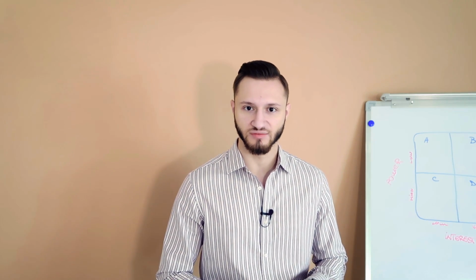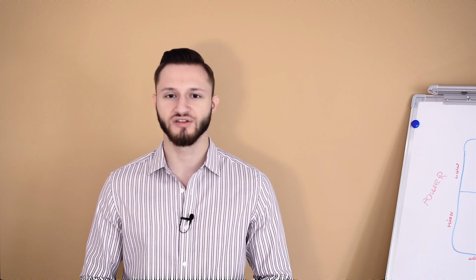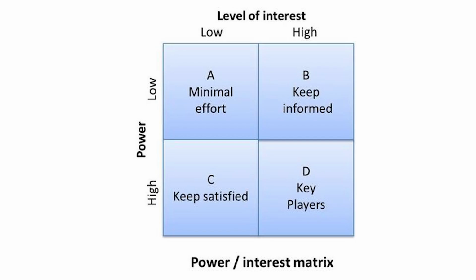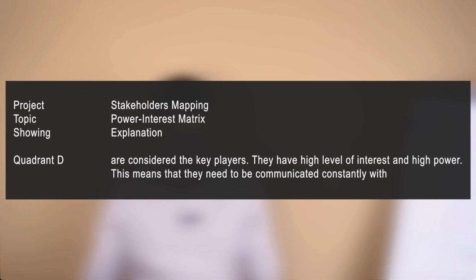So going on and looking at the power interest matrix, we see that it works on two axes. It looks at the power and the level of interest a stakeholder has in the company, and we will look now at each quadrant and explain what it means. Quadrant D are considered the key players. They have a high level of interest and high power. This means that they need to be communicated with constantly.